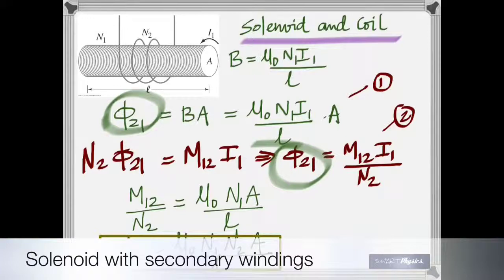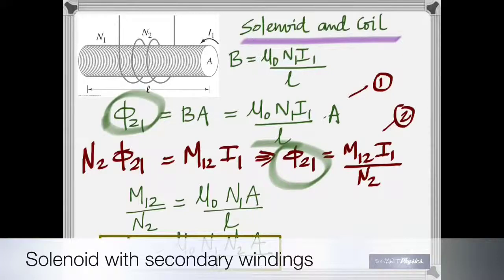Let's look at the last equation again. N1 is the number of turns on the solenoid. N2 is the number of turns in the secondary winding. A is the area of cross section of the solenoid. In fact, if the secondary winding is done over the solenoid, don't you think that their areas will almost be the same? Yeah, so that's usually the case.